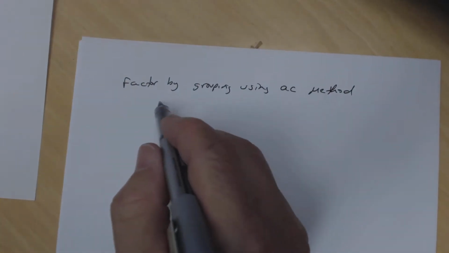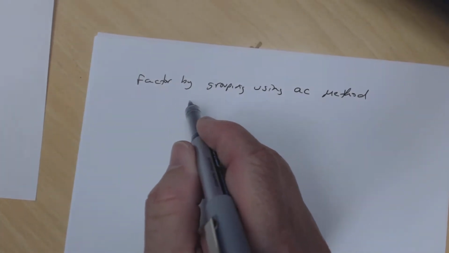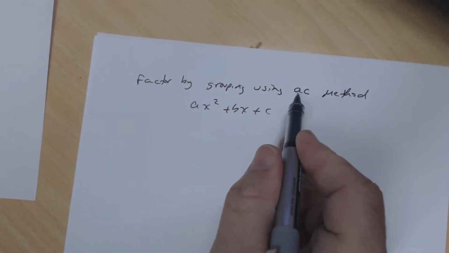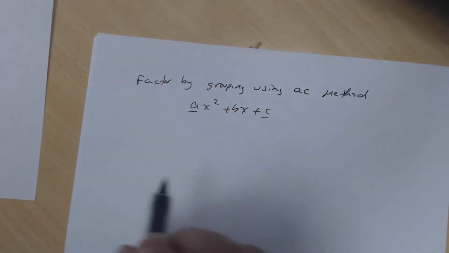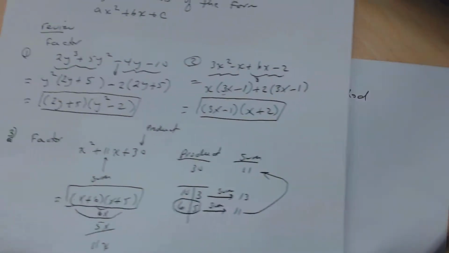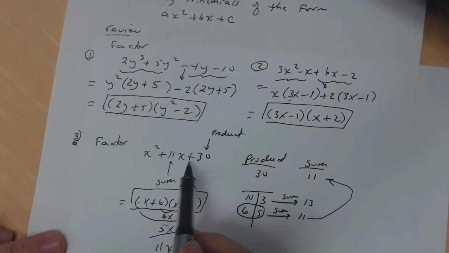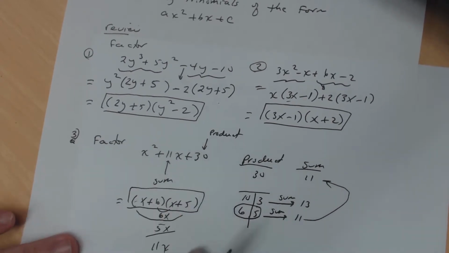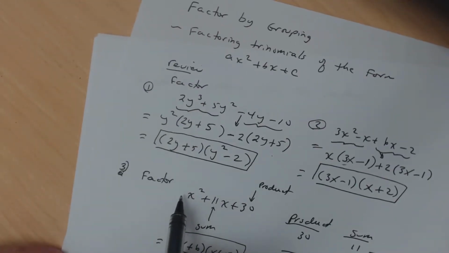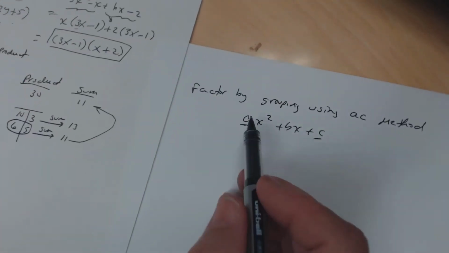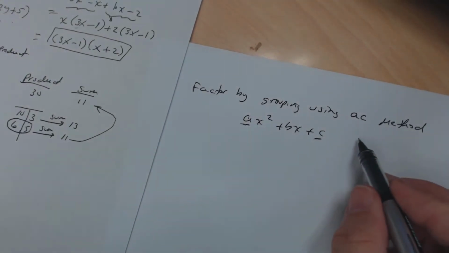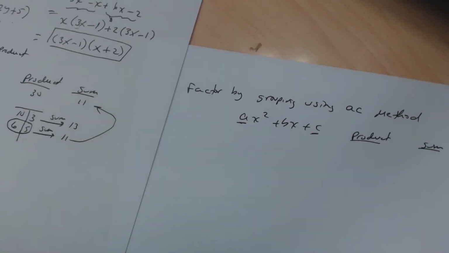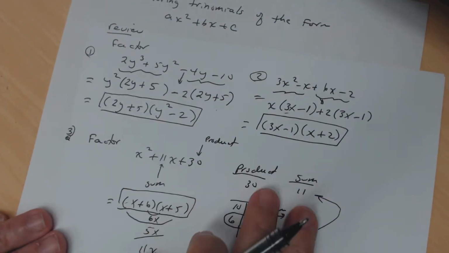Now remember the trinomial is going to have this form, ax squared plus bx plus c, and hence the phrase AC. So remember, when we did this problem in the previous section, we wanted the product to be this constant, and the leading coefficient was 1. So we're going to extend it to where the leading coefficient is not 1. I'm still going to use the idea of product and sum.